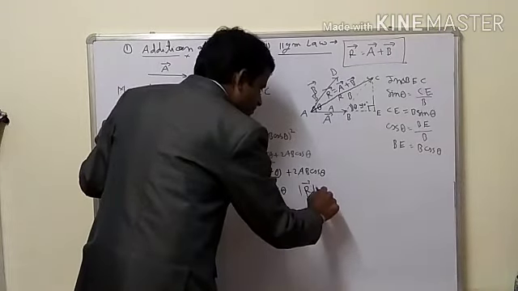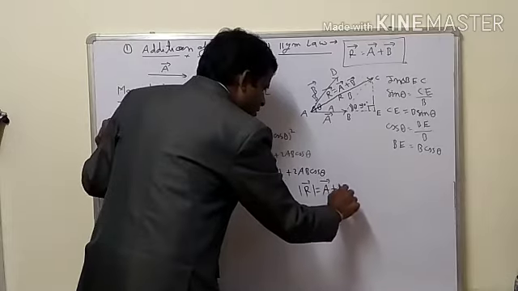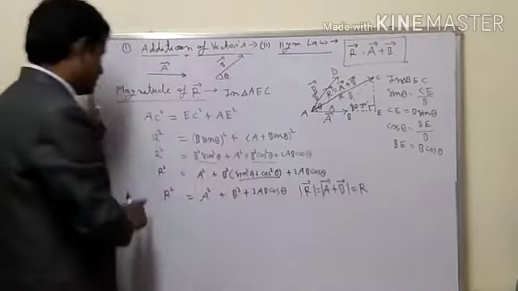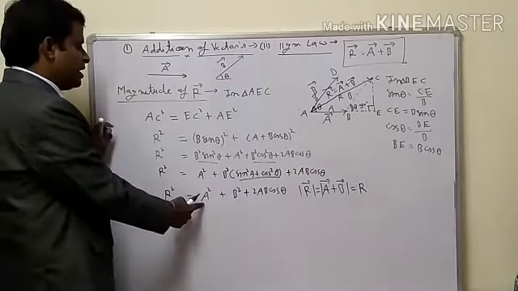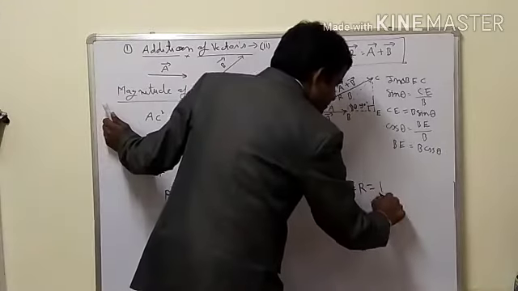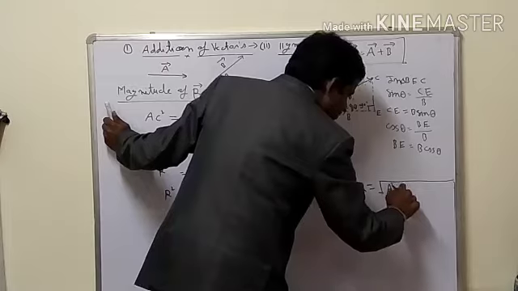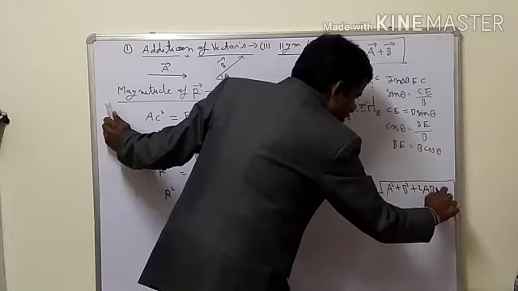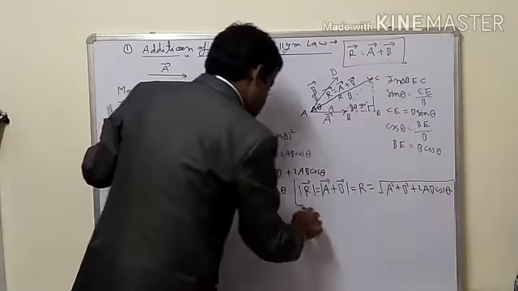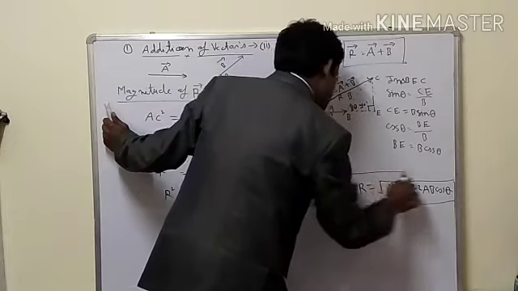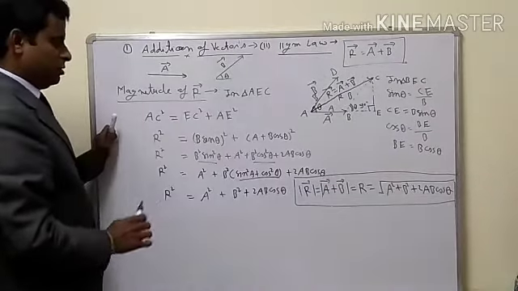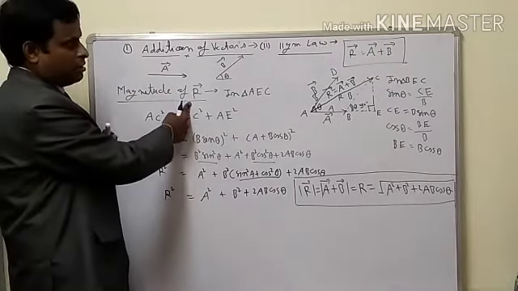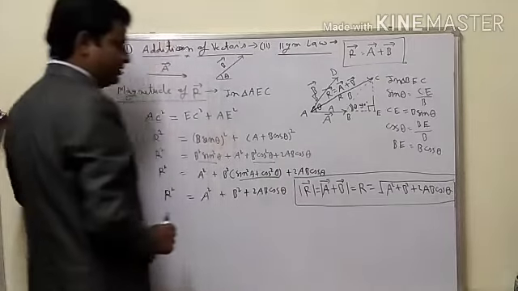Now the magnitude of R vector will be written as R vector mod, or A vector plus B vector in mod, or small r. Square is over here, so we will take the under root. So it will become under root A square plus B square plus 2AB cos theta. Now this is the magnitude of the resultant vector R in the parallelogram law of vector addition.